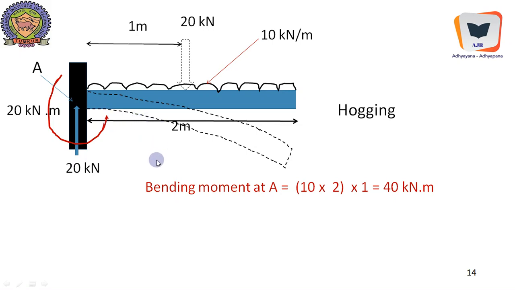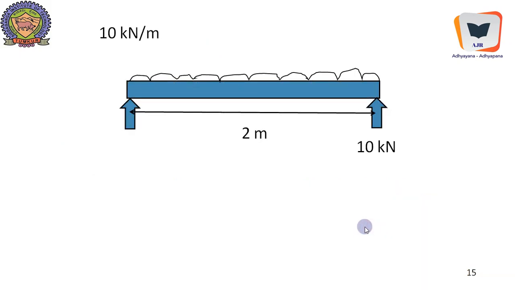So as far as the internal of a beam is concerned, it is not really happy because it is subjected to bending. Therefore, bending moment at A equals the load, 10 into 2, the equivalent concentrated load, into moment arm. So 40 kilonewton meter.